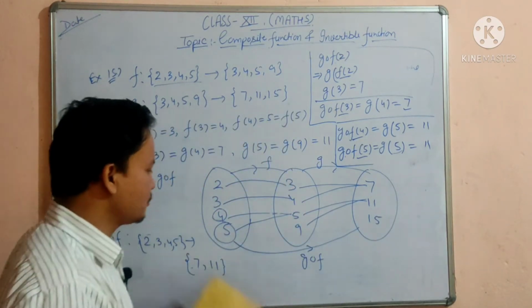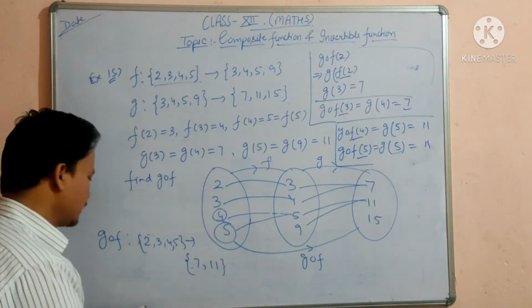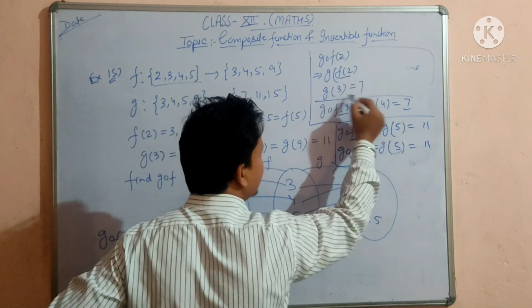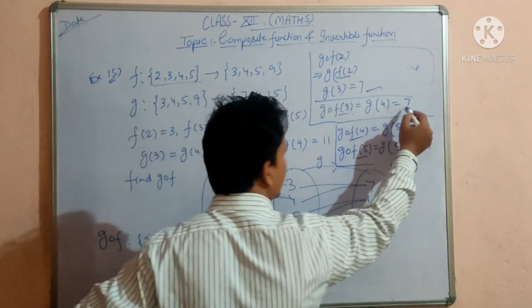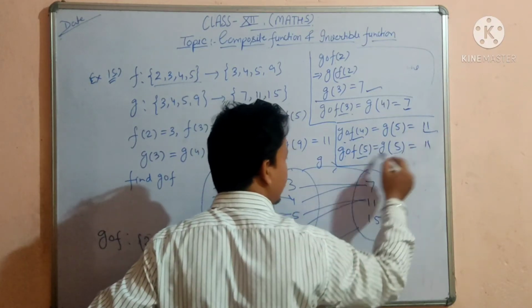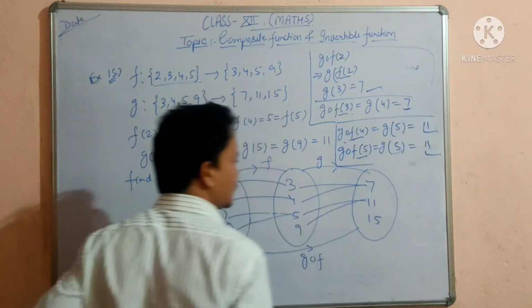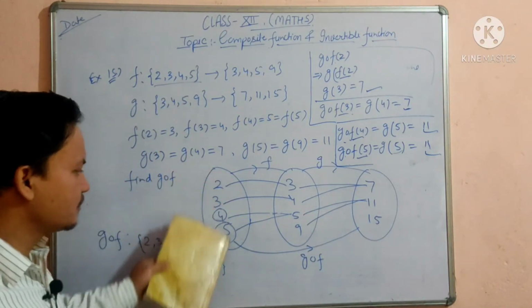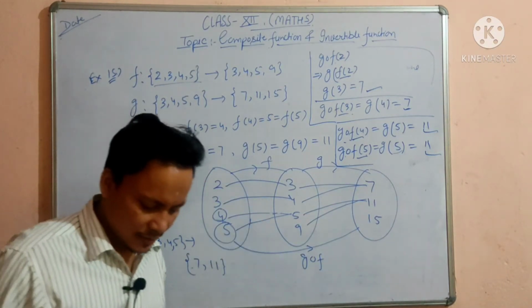Now you can check, there is no element left in the domain. So GOF of 2 is equal to 7, GOF of 3 is equal to 7, GOF of 4 is equal to 11, GOF of 5 is equal to 11. So 7 and 11 are the values of the composite function GOF. This is all about the answer.